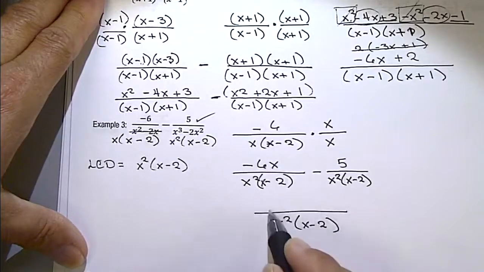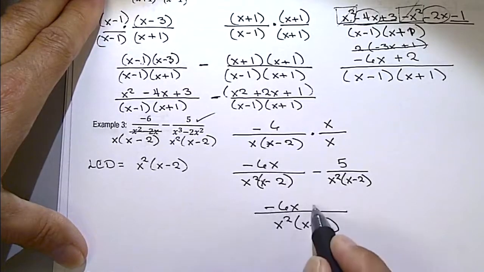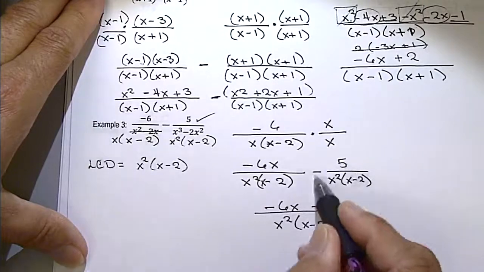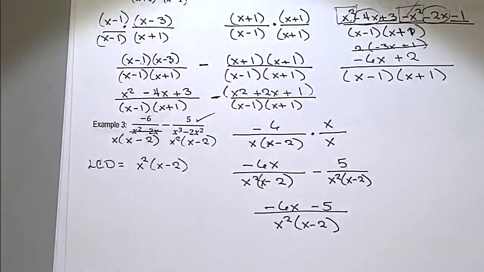And what do I have? Well, I have a negative 6x minus 5. I didn't have to distribute that negative because there's only one term up there. Now look at it. Would it help us to factor anything out? Is there anything that could be factored in the numerator that could help us reduce? Anybody see anything? I could factor out a negative 1, but that wouldn't help me, would it? So I'm done. Okay?